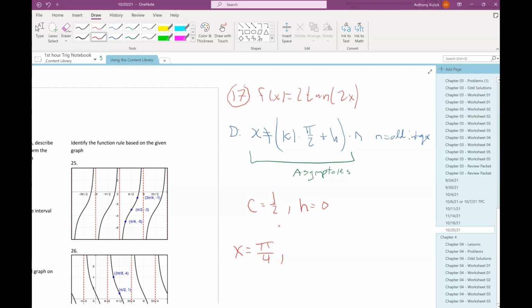So that's my first one. And then my next one, so that's when n is 1, right?